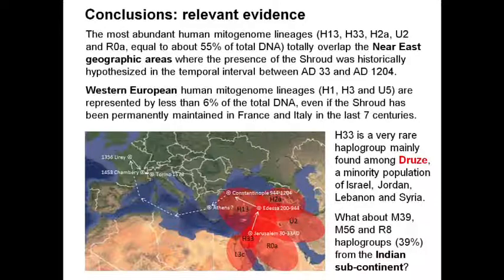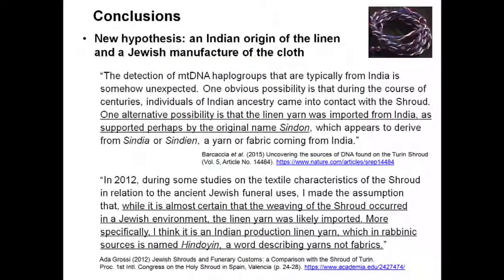H33 here is a very rare haplogroup, mainly found among the Druze community. Druze populations nowadays present in Israel, Jordan, Lebanon, Syria, here. And 39% of the haplogroups are from the Indian subcontinent. So, a possible explanation, and we formulate a new hypothesis on this, is an Indian origin of the linen and a Jewish manufacture of the cloth.